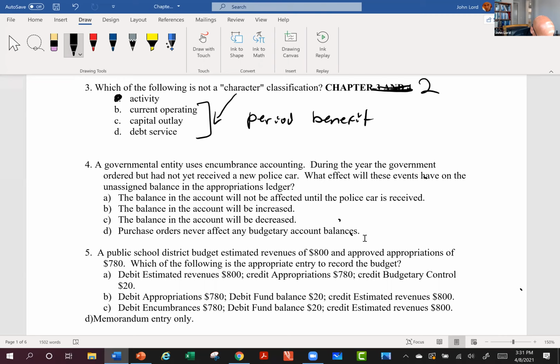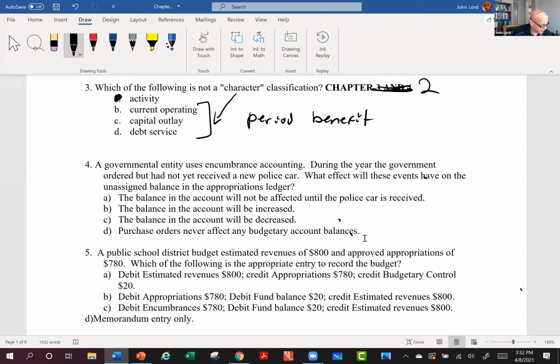Okay, good. Number four. A governmental unit uses encumbrance accounting. We're going to assume all governmental units do. I don't know of any that don't, but anyway. During the year, the government ordered and had not yet received a new police car. What effect will these events have on the unassigned balance in the appropriations ledger?